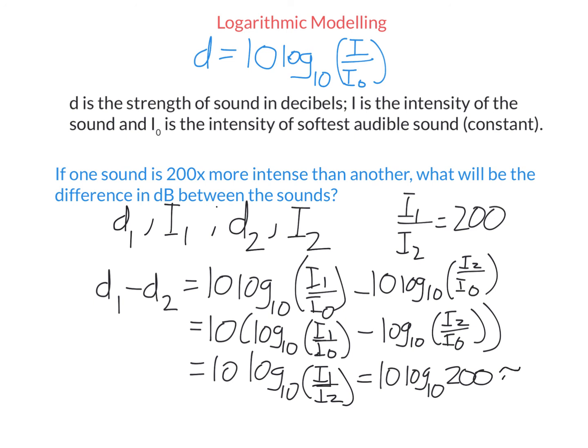And the answer we get is about 23. So if one sound is 200 times as intense as another, it will be 23 decibels more. So for example, a sound that's 100 decibels is 200 times more intense than a sound that's 77 decibels.